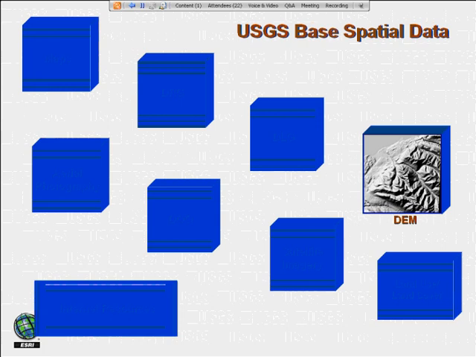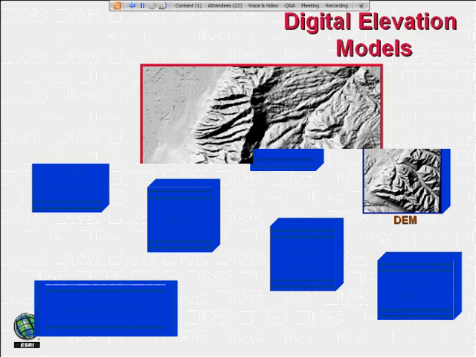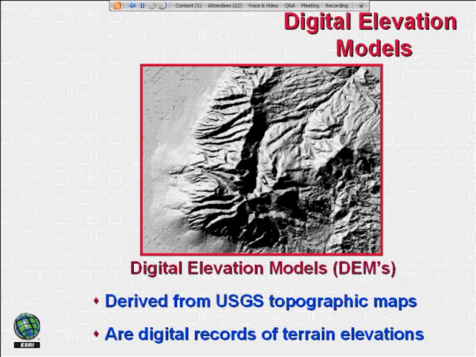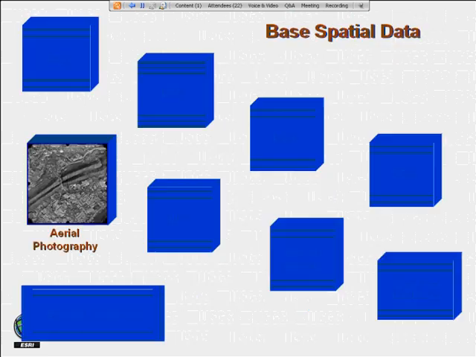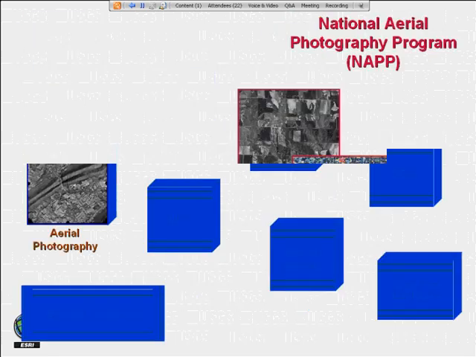Digital elevation models are produced by scanning the topographic maps, and they are a grid. So they're raster data, and from that raster data, you can make things like you see here on the screen. You can make shaded reliefs. You can make slope maps. You can make aspect maps all inside ArcGIS with the Spatial Analyst extension. You do need Spatial Analyst to be able to do anything with these DEMs. Alphabet soup, just like I said.